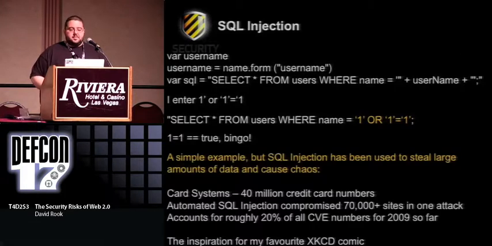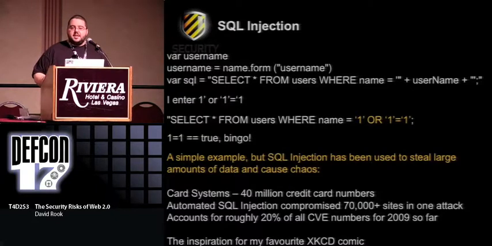So again, that was a simple example, but SQL injection's been used to steal large amounts of data, generally cause chaos on the internet through different means. So CardSystems lost 40 million credit card numbers through a SQL injection attack. We've seen automated SQL injection attacks compromise tens of thousands of machines by exploiting vulnerabilities on the desktop. We're going to look at one of these attacks, it's only about a week and a half old, in a minute as well.